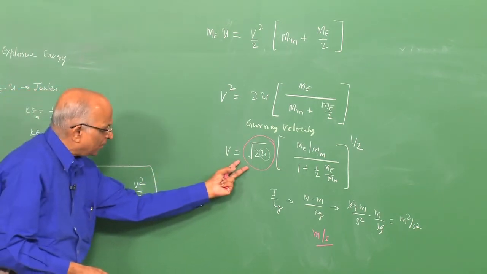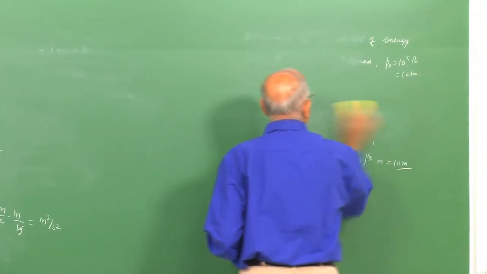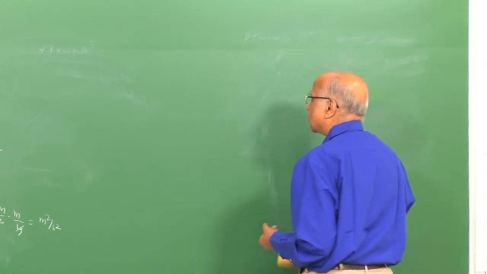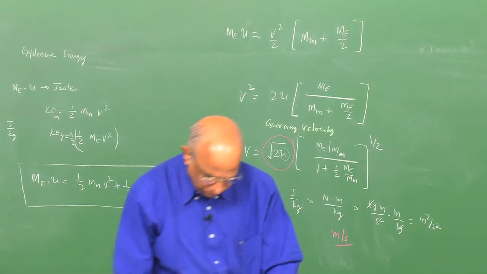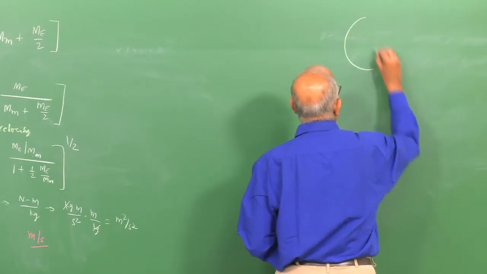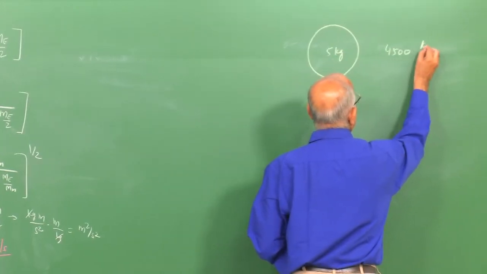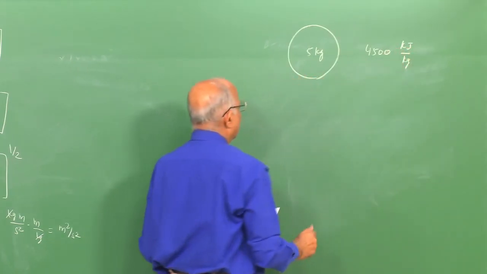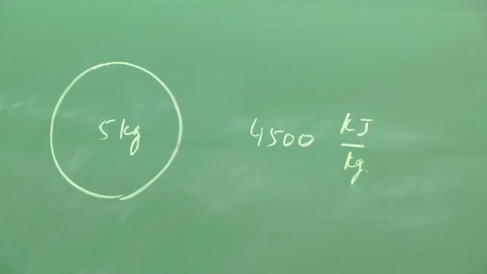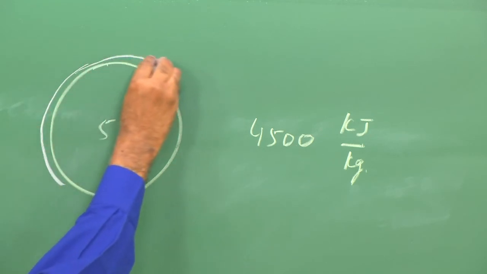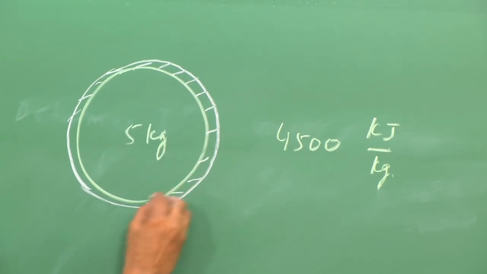Let us go further. Let us try to do a small problem in this such that we calculate some velocities. Let us calculate the velocity of fragments for the case of the problem which I consider. I have an explosive of, let us say, mass 5 kg, whose energy per unit mass is, let us say, 4500 kilojoule per kilogram. Therefore, the total energy of this explosive is 5 into 4500 kilojoules. Now, this particular mass of explosive is contained in a steel shell. The mass of the steel shell is, let us say, 0.5 kg.